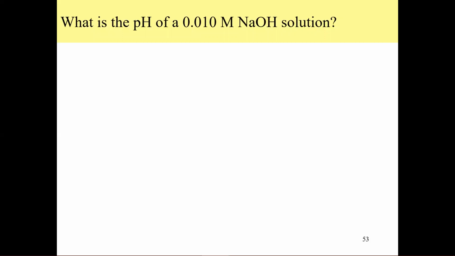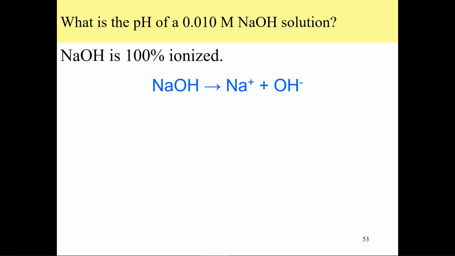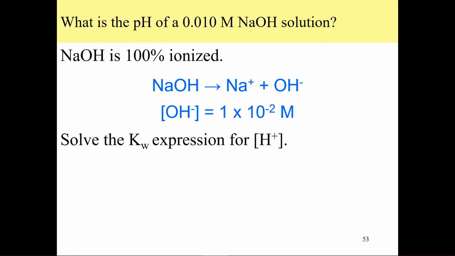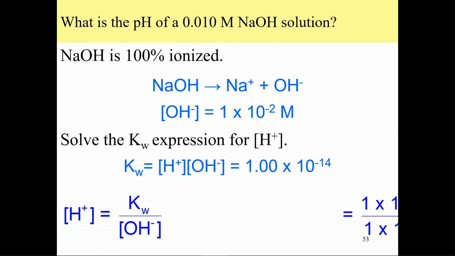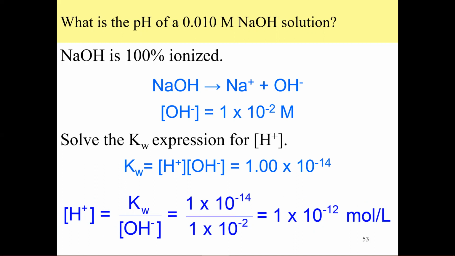So what is the pH of a 0.01 molar sodium hydroxide solution? Sodium hydroxide is ionized. The OH concentration is 1 times 10 to the minus 2. You solve it for H plus. You have that's 1 times 10 to the minus 14. You plug the values in there. And then you get the pH is equal to the negative log of this number, 1 times 10 to the minus 12. And essentially that will then equal 12.